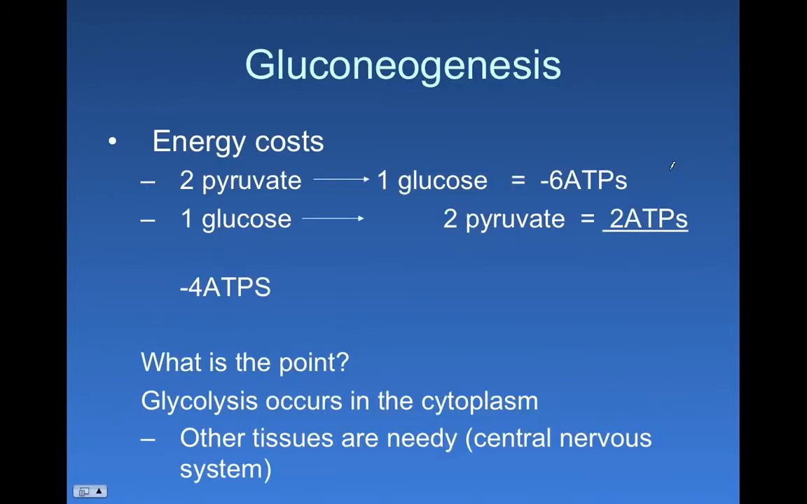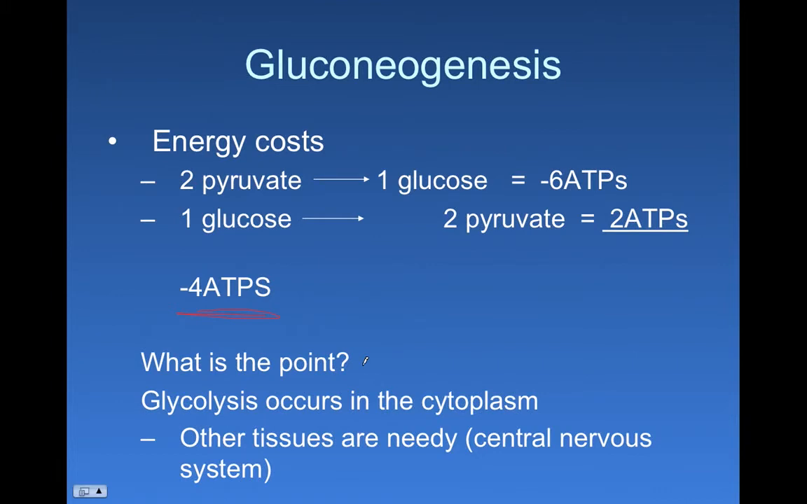So why do this? What's the point of it? If it's going to cost 4 ATPs, that seems like a lot, because burning 1 glucose only generates 2 ATPs. Why in the world would we ever drive this glycolysis backwards in gluconeogenesis? Well, usually this occurs in starvation or in times of plenty.